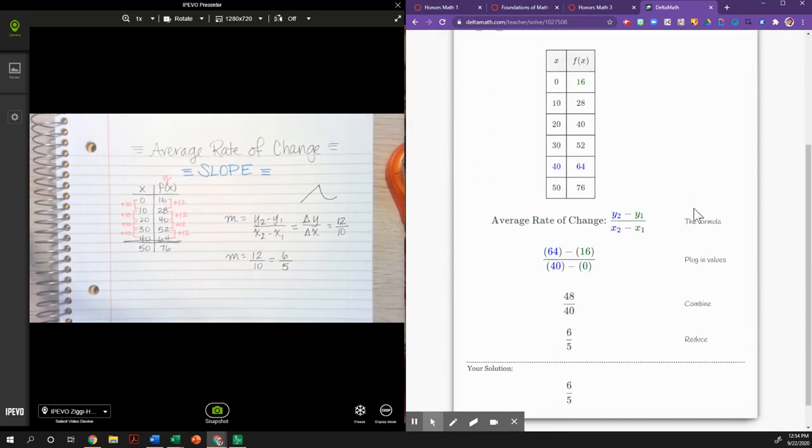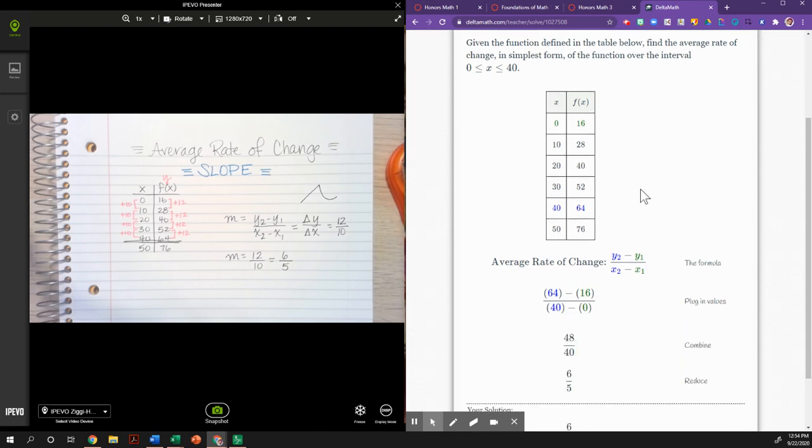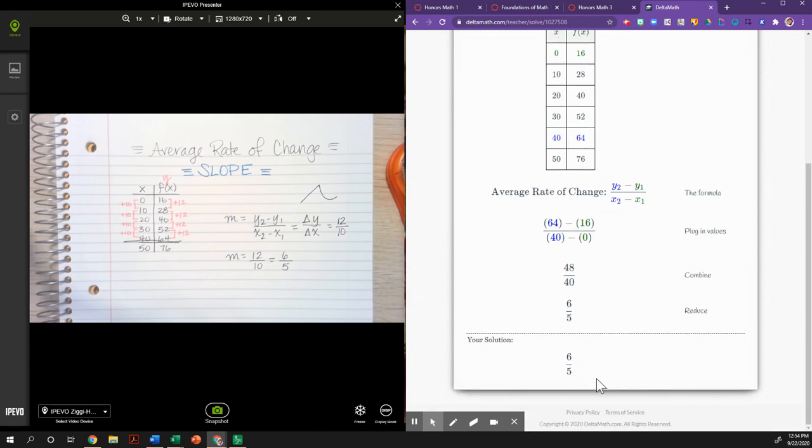Now you can see actually how he did it. He did it in a little bit different fashion, but there's nothing wrong with that. He took the first part of the interval, 0, to the last part of the interval. So he took 0, 16 and 40, 64, and he used the slope formula. I could have done the same thing. I could have picked any 2 points between 0 and 40, done my slope formula, and gotten the average rate of change. So there are lots of different ways we can do this.